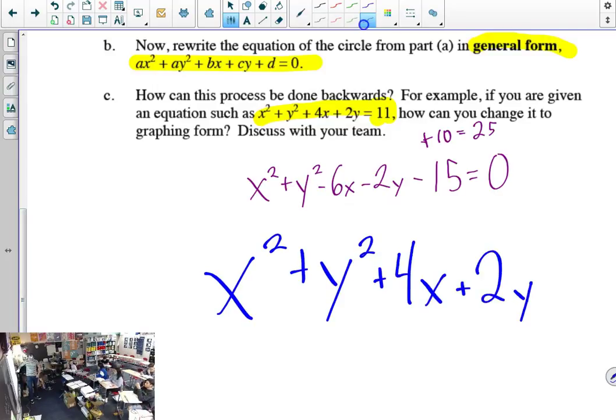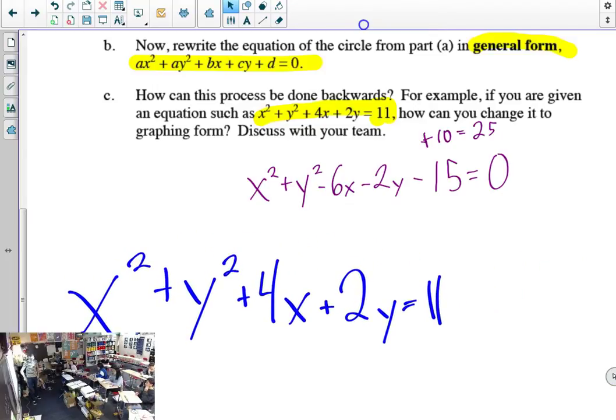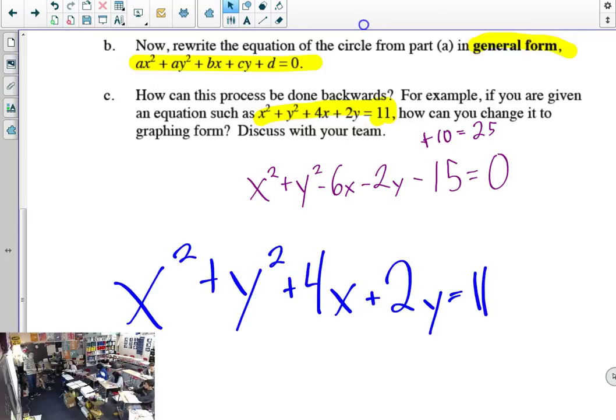We're trying to get to graphing form. We first just took graphing to general, now we're going to go general to graphing.